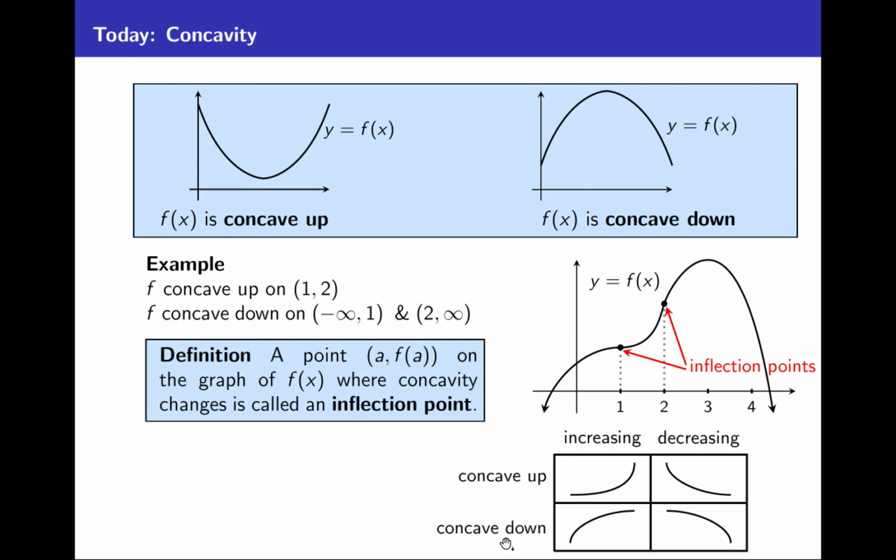In the second row, I have pictures of concave down graphs. Both of these segments of graphs are concave down, but the first one is increasing and the second one is decreasing. So we have 4 basic combinations of increase, decrease, and concave up and down, as indicated in this grid. For example, in this function f of x, we're increasing and concave down, then increasing and concave up, then increasing and concave down, and then decreasing and concave down.